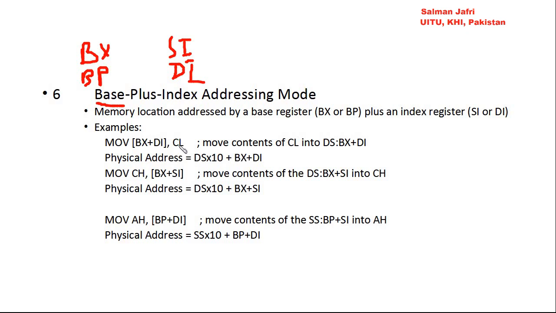The contents of CL are moved to this particular address, and a single address is generated: DS times 10H plus BX plus DI. Again, BX plus DI would be calculated first, and the 16-bit result would be added into DS times 10H. Similar is the case for other examples. Now, if BP is used in the brackets, then the segment that is used is the stack segment. That is the main point. So for BX, use the data segment, and for BP, use the stack segment in order to generate the addresses.